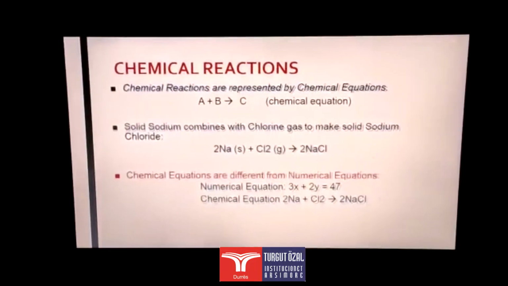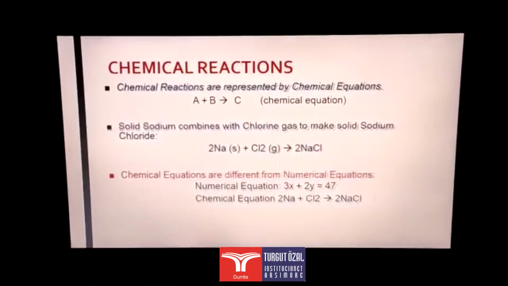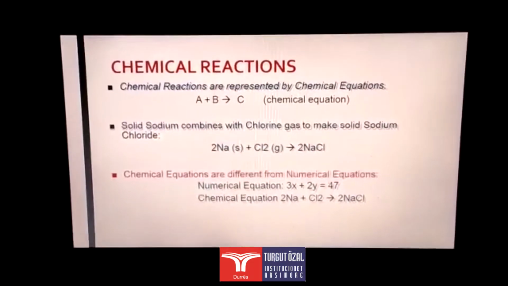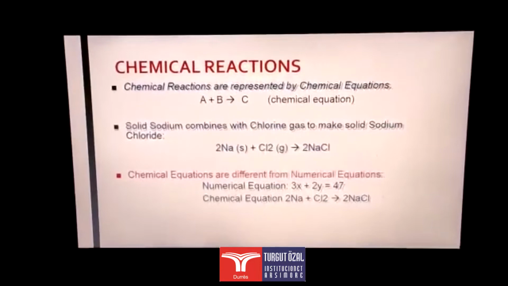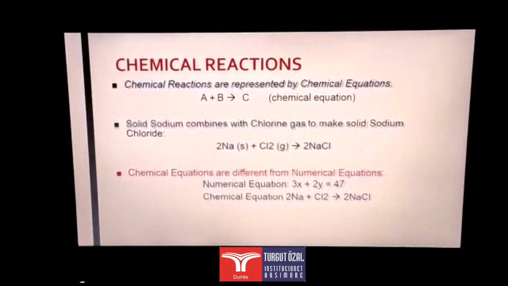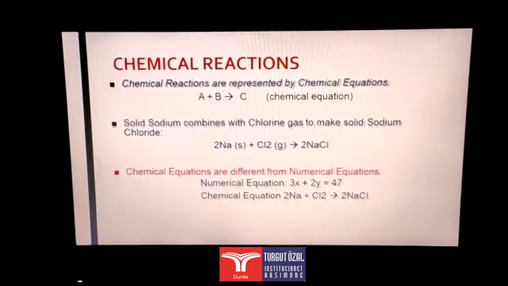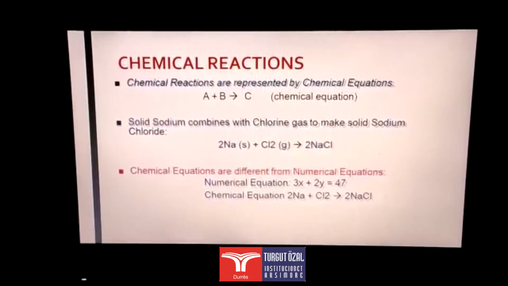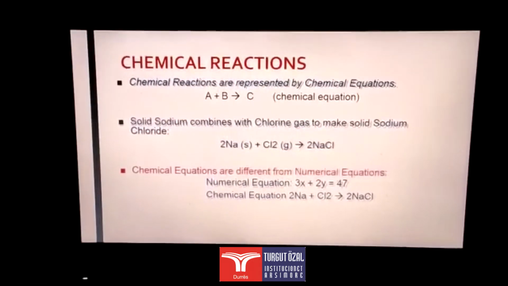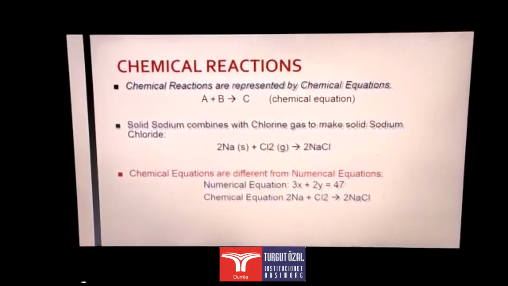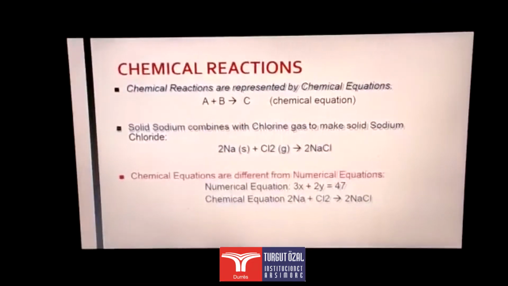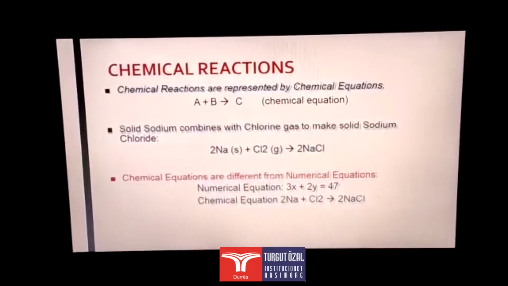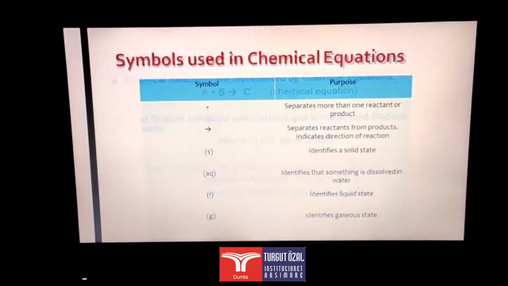Chemical reactions are represented by chemical equations, as we said. A plus B, which are the reactants, gives C, which is the product. For example, solid sodium combined with chlorine gas makes solid sodium chloride. Chemical equations are different from numerical equations. Numerical equations you have done in mathematics, such as 3x plus 2y gives 47, but in chemistry, a chemical equation is 2 sodium plus chlorine gives 2 sodium chloride.